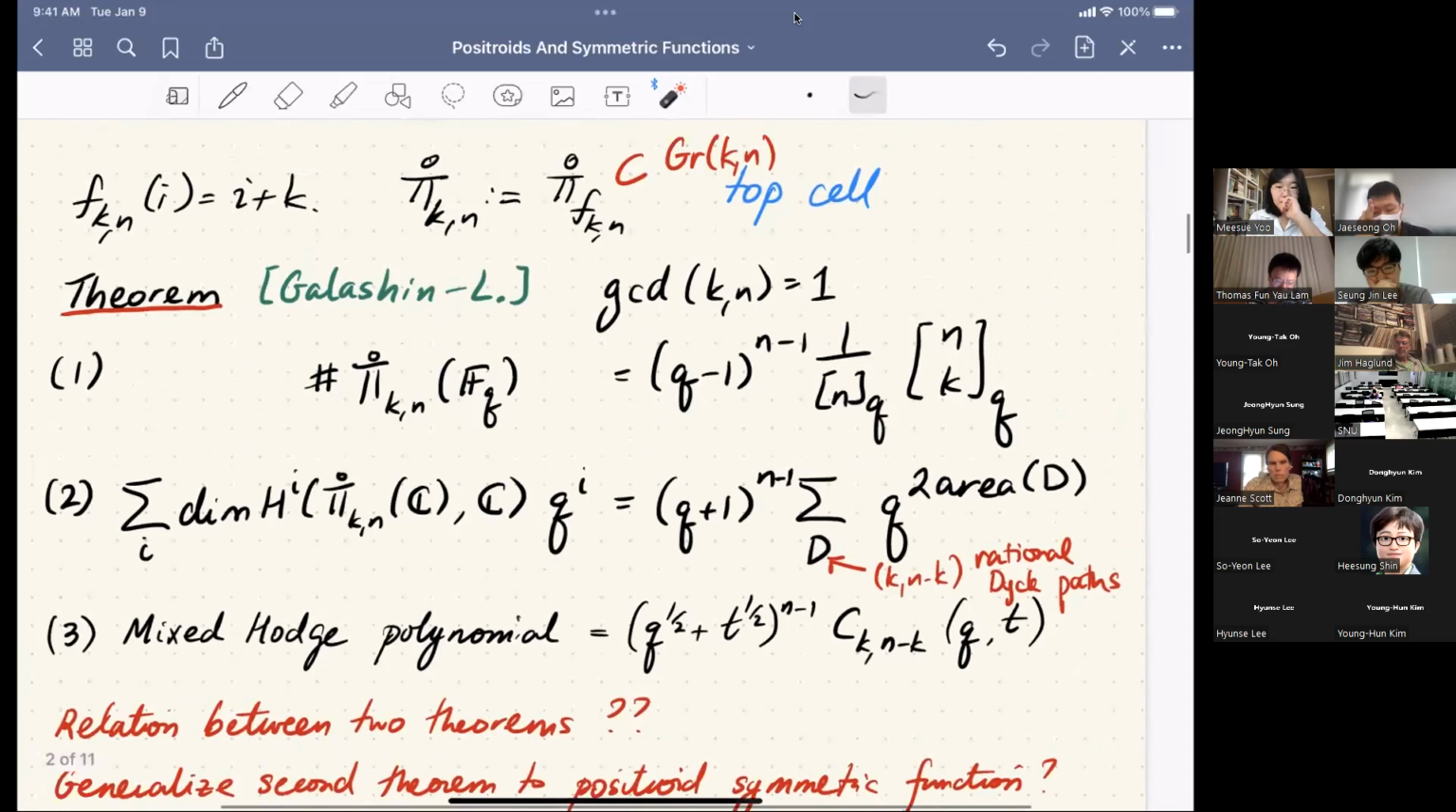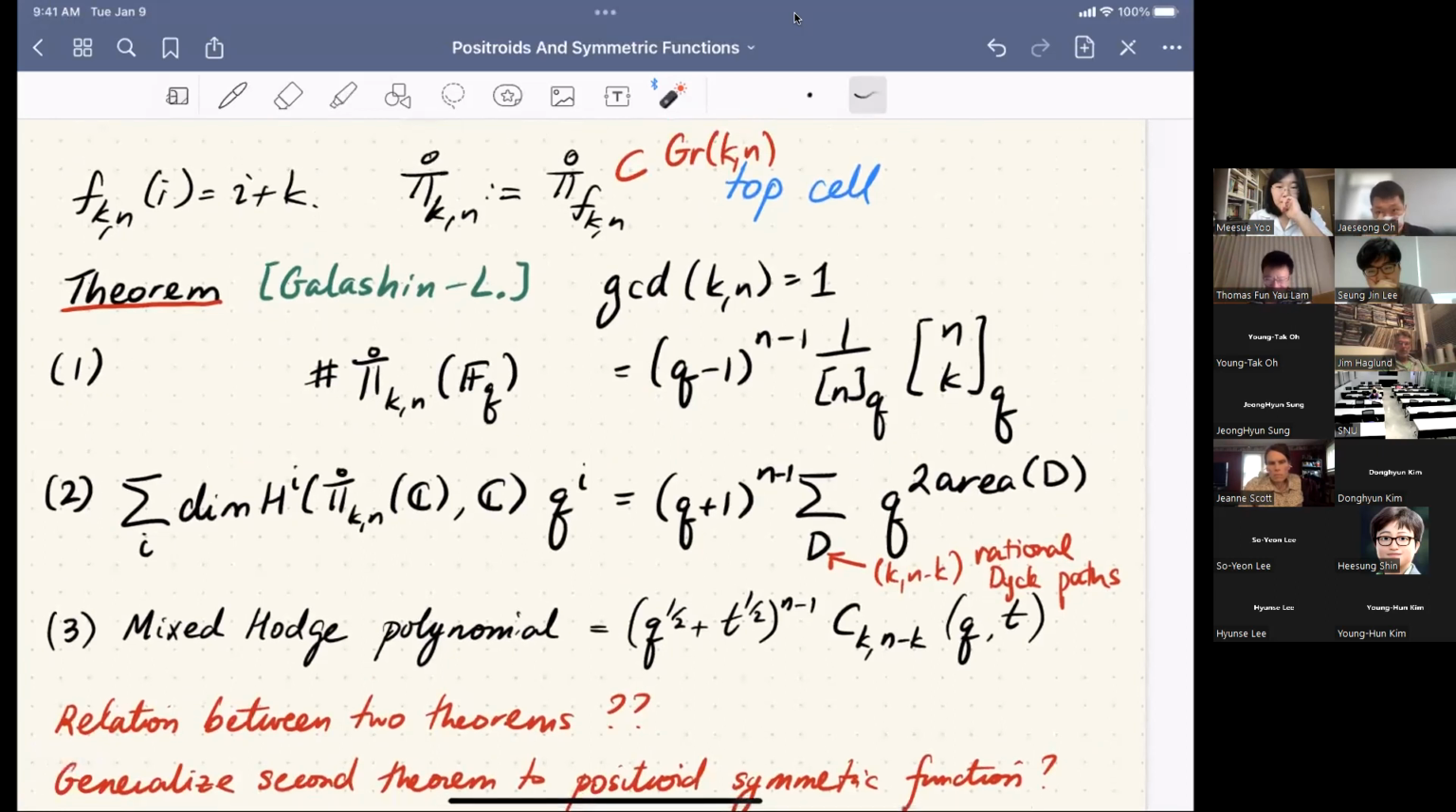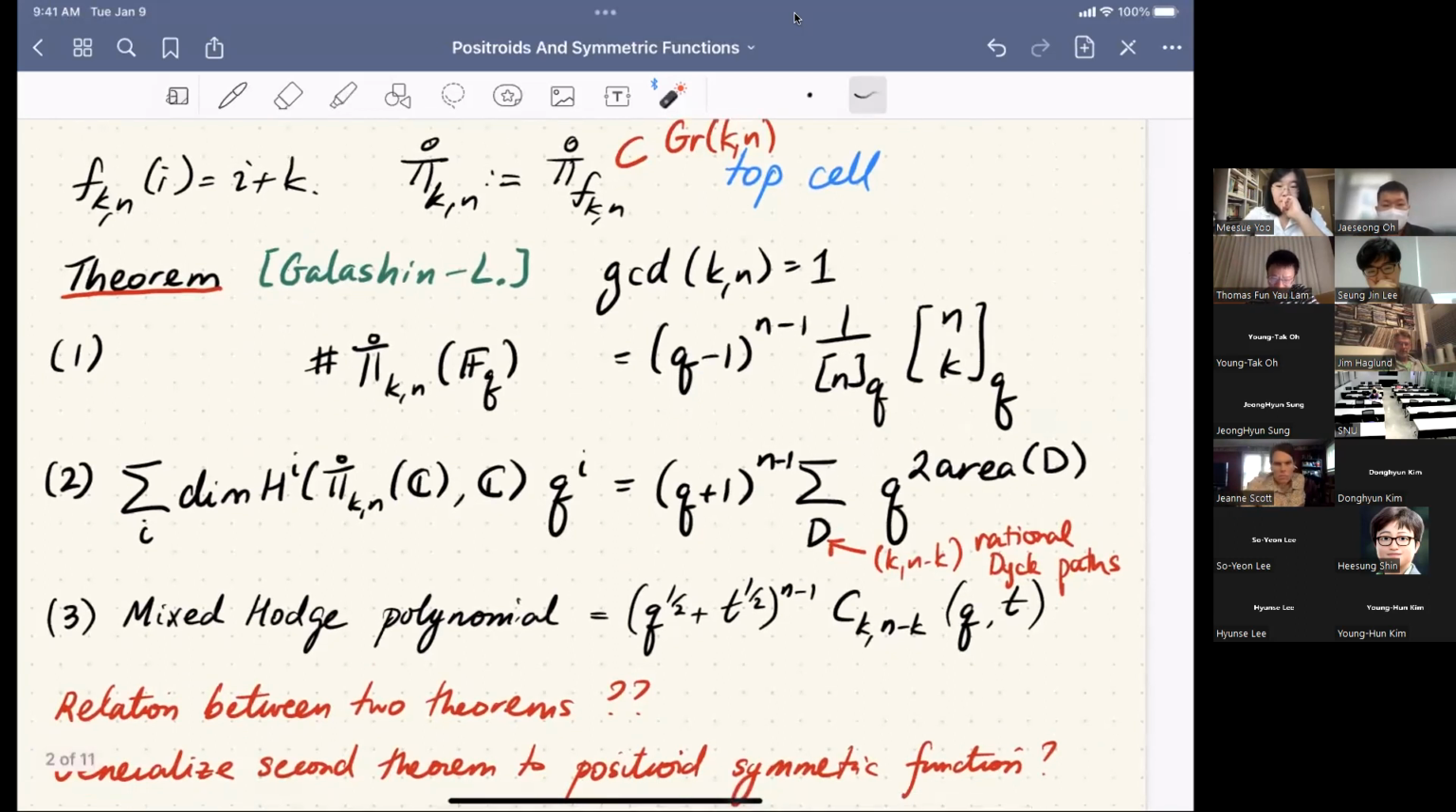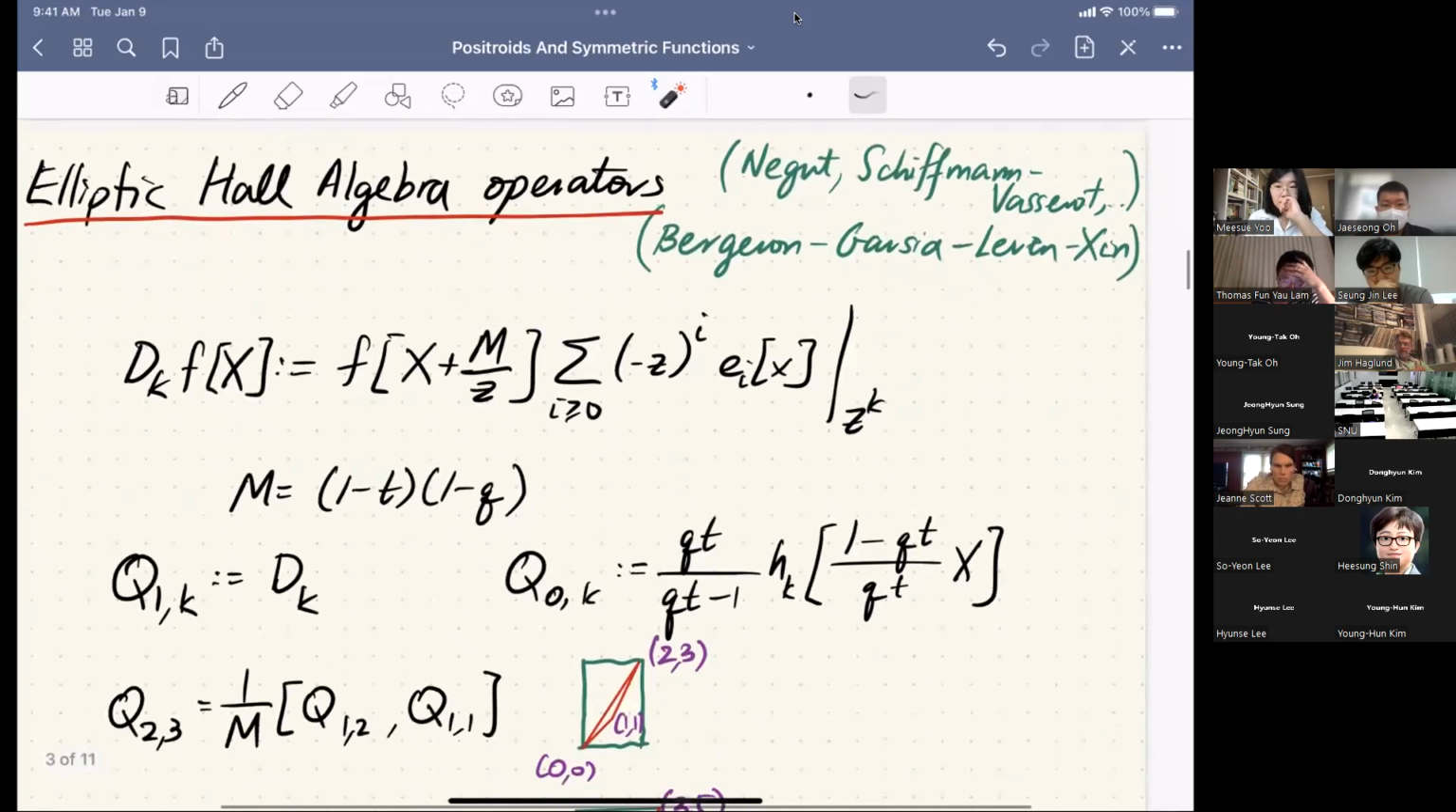Okay. To formulate the kind of answer I expect, and this is work in progress, quite a bit of it conjectural, I want to introduce some symmetric function operators called elliptic Hall algebra operators. The elliptic Hall algebra was initially studied by Burban and Schiffmann, with the action on symmetric functions described in Schiffmann and Vasserot, and also studied by Neguț in the context of something called the shuffle algebra. I'm going to give definitions following a paper of Bergeron, Garsia, Leven, and Xin.